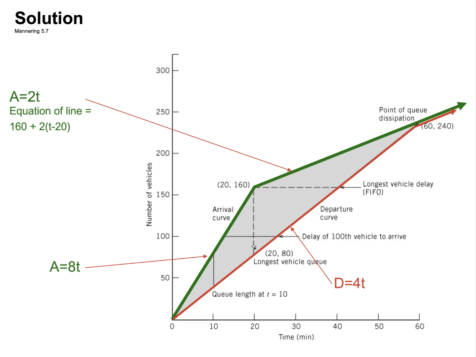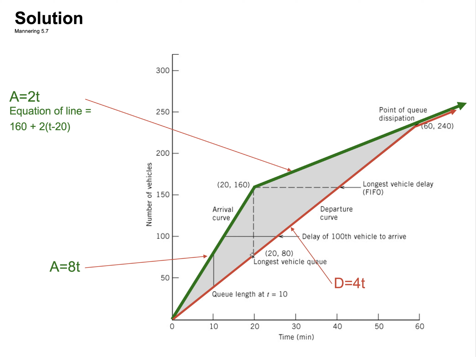We've labeled the vertical line at t equals 20. That's the longest vehicle queue. So you just calculate a of 20 minus d of 20. So that's just 160 minus 80. So the longest vehicle queue is 80 vehicles. So you need to make sure that you have enough space in your design of your roadway for 80 vehicles to be queued at that time, worst case.